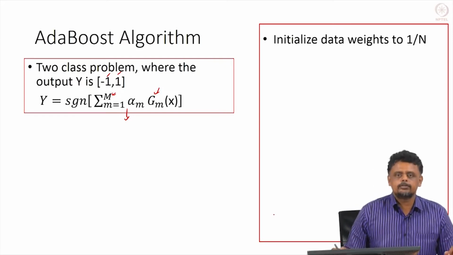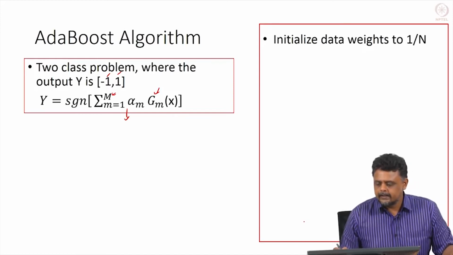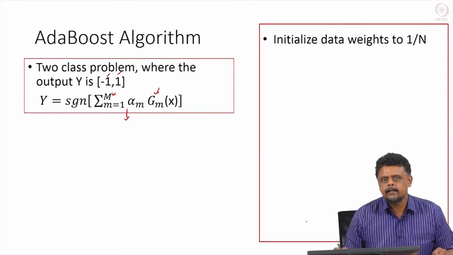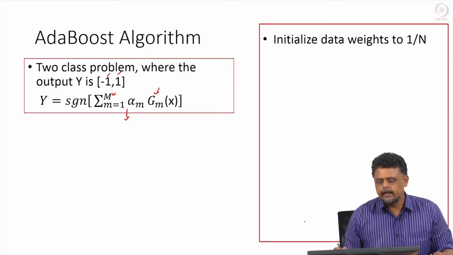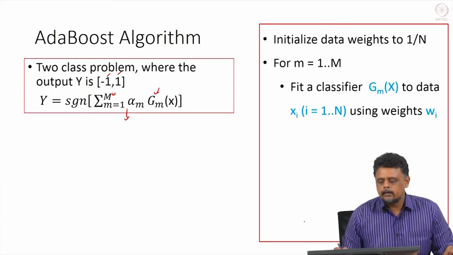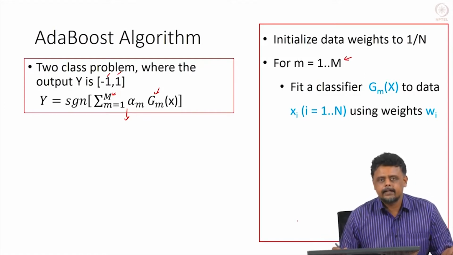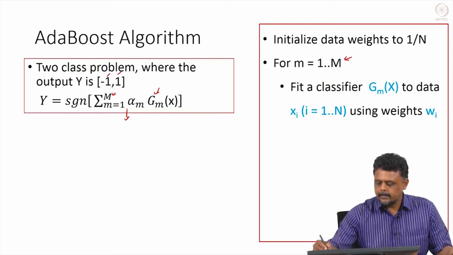So, how does the AdaBoost algorithm progress? Initialize the data weights to 1 over n. When we start out, we assign the same weighting 1 over n, where n is the total number of data points, to each of the individual data points xi. Okay. And for capital M classifiers, for each iteration, you fit a classifier to the data xi using the weights wi. In the first iteration the weights are just 1 over n, they are all the same.